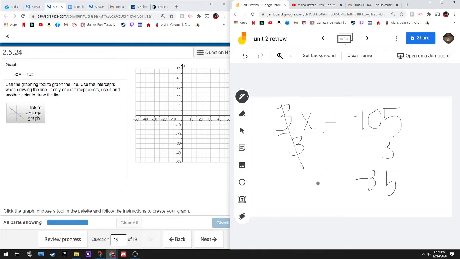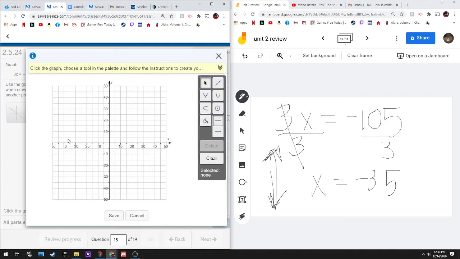Now, if you watched my last video, you know that I make silly mistakes, so I'm actually going to double check that. Negative 105 divided by 3, I got negative 35. Okay. And it's an x equals line, which means, remember, that's straight up and down. So all I've got to do is go to negative 35, which I'll count my scale carefully this time. Go to negative 35 and just make a vertical line there.